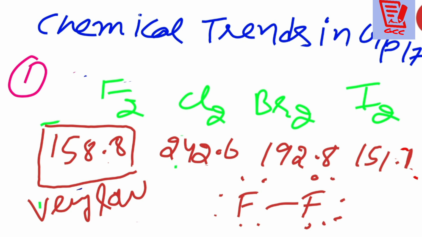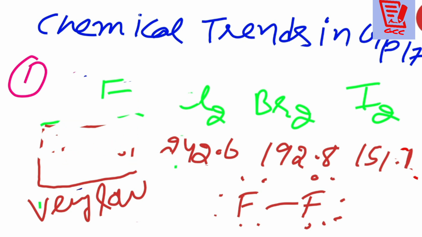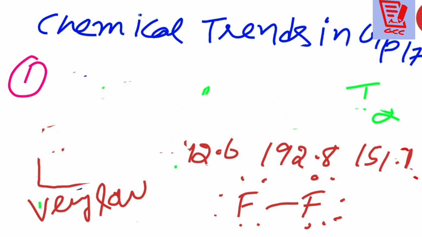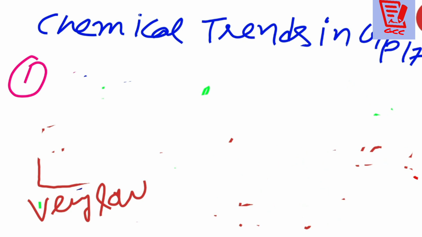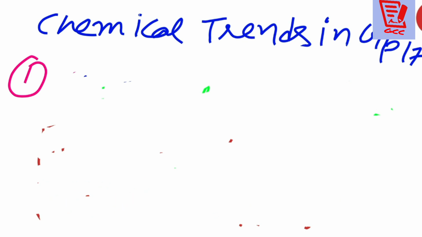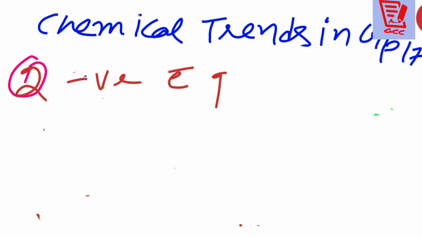Okay students, after that, beta, the next point, which I think everybody knows, is that all the halogens have a very high negative value of electron gain enthalpy. Very high negative electron gain enthalpy.